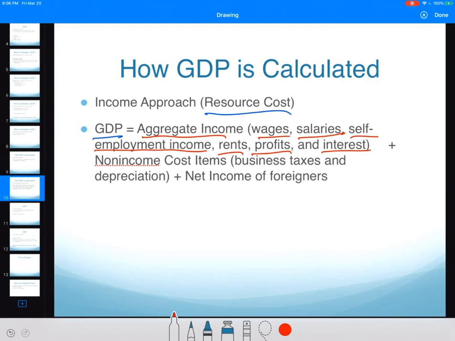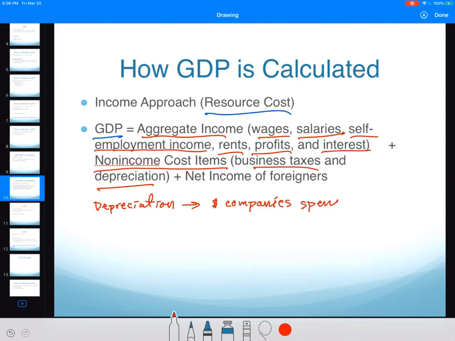And then we add to it what are called non-income cost items, okay? So this basically has to do when businesses pay some tax, which raises costs, and also depreciation. And actually, let's talk about depreciation. So many of you have probably run across this term in your accounting classes, right? But depreciation represents money the companies have to spend to maintain their equipment, okay?